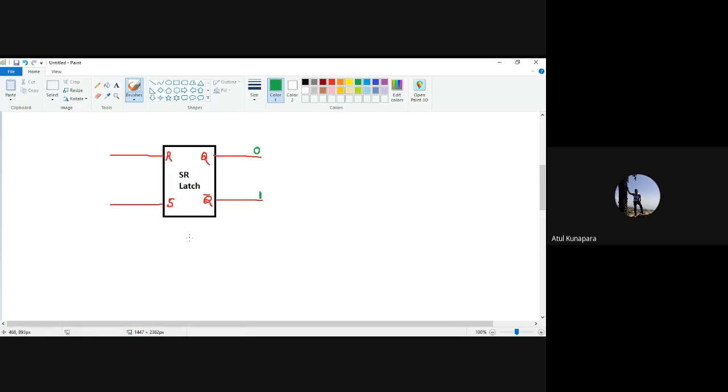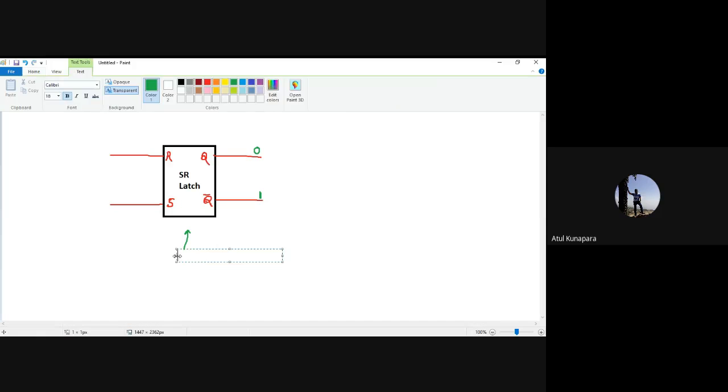A latch you can call a sequential circuit. This is the smallest unit of your sequential circuit that is going to set and reset its output bit based on the input condition. Okay, sequential. Let me just rewrite it. It's better to write it here like this.